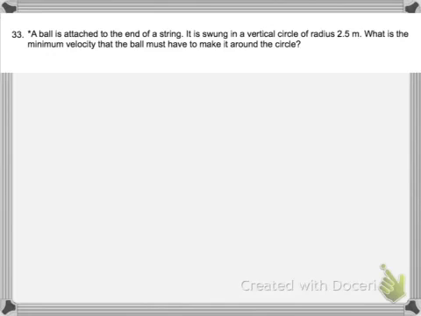In number 33, it says a ball is attached to the end of a string. It is swung in a vertical circle of a radius 2.5 meters. What is the minimum velocity that the ball must have in order to make it around the circle?